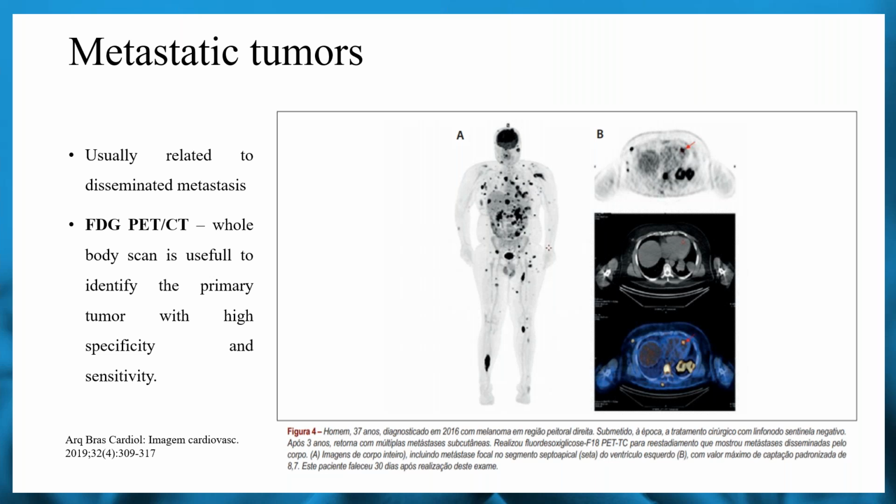By that time he underwent surgical resection, but 3 years later he returned with multiple subcutaneous metastases. So he did a PET-CT for restaging, and it showed this image with multiple metastases, including one in the left ventricle, pointed here by the arrow, with an uptake of 8.7. And unfortunately, the patient died 30 days after this exam.